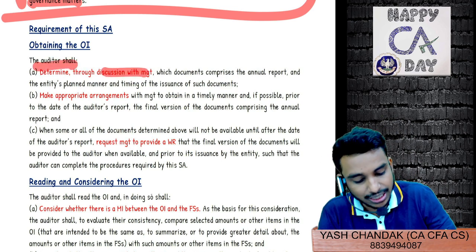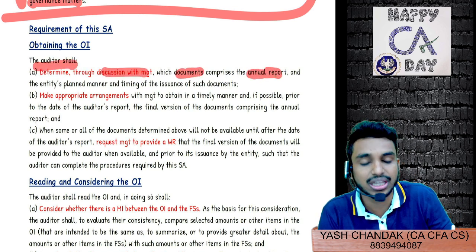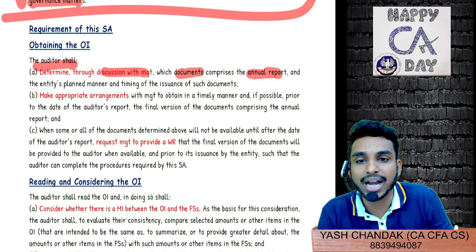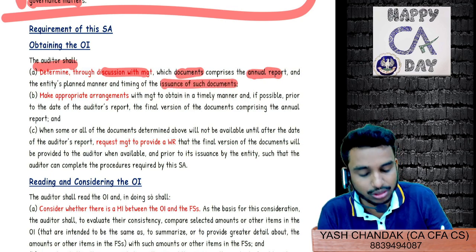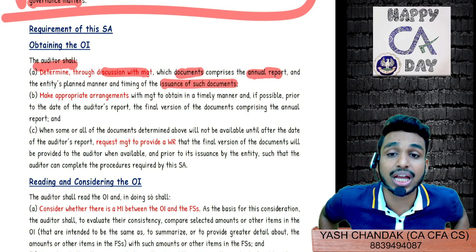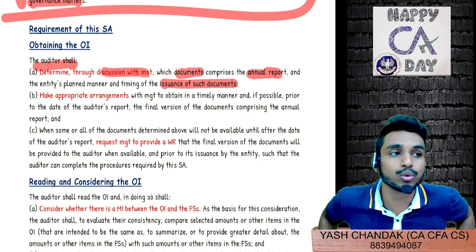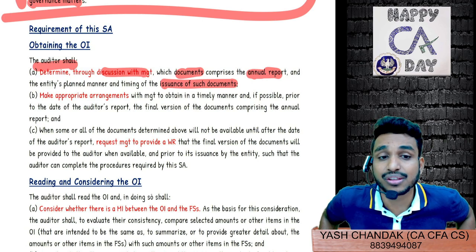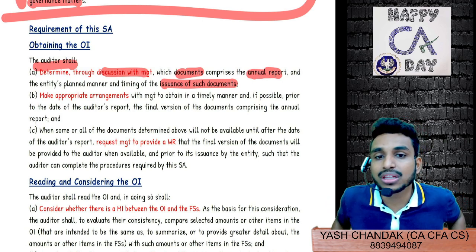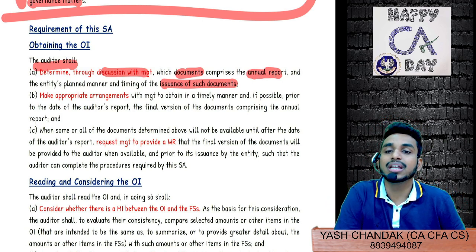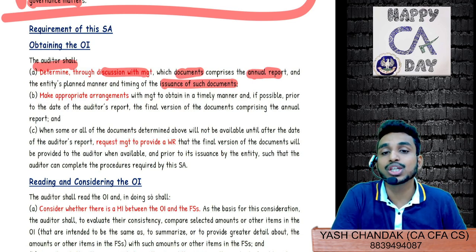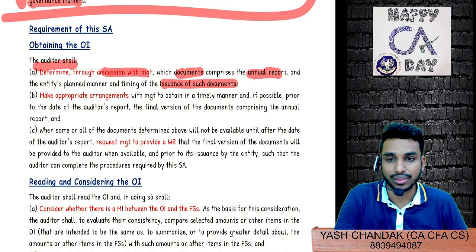Determine through discussion with the management which documents comprise the annual report, and the entity's planned manner and timing of issuance of such documents. So you have to discuss with the management when are you going to issue the CSR report, when are you going to issue the board's report, when are you going to issue the management discussion analysis, MD&A. All this you have to discuss with the management, sit with them and see when they will be issuing such documents, then you will be obtaining all the OIs, right?